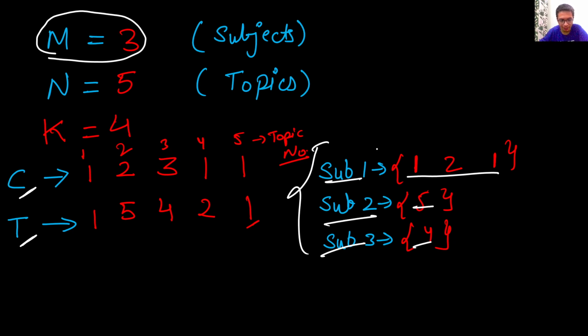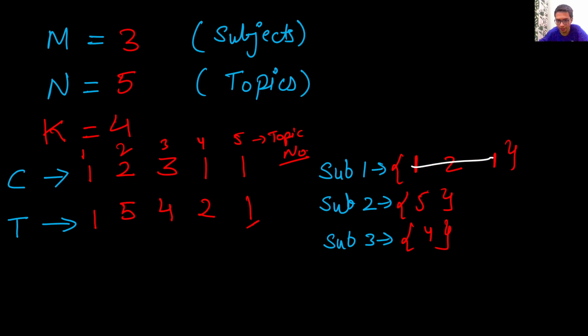And after that, I'll simply sort all these three vectors. So after sorting, the first vector would be 1, 1, 2, and the rest two would still be the same. After this, I'll create a min heap. And this min heap would be used to increase our score one by one, right?